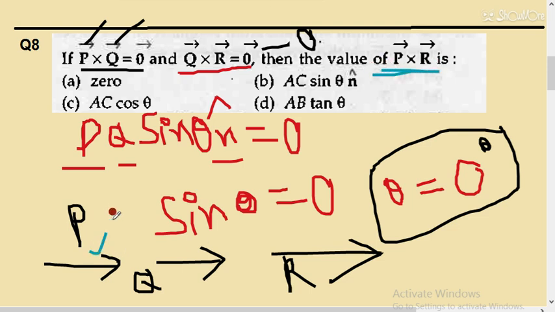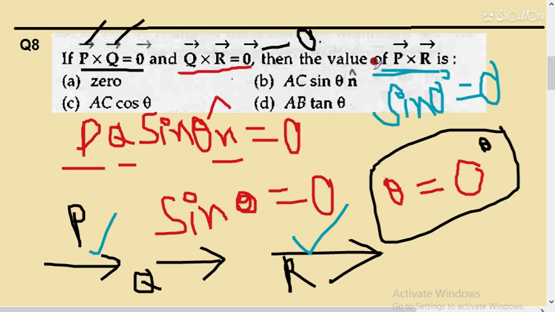So P cross R: this is vector P, this is vector R, they are also parallel, so the angle between them is 0 again, and sine 0 degrees is equal to 0. So for question number 8, the cross product P cross R is equal to 0. Option A will be the right answer for question number 8.